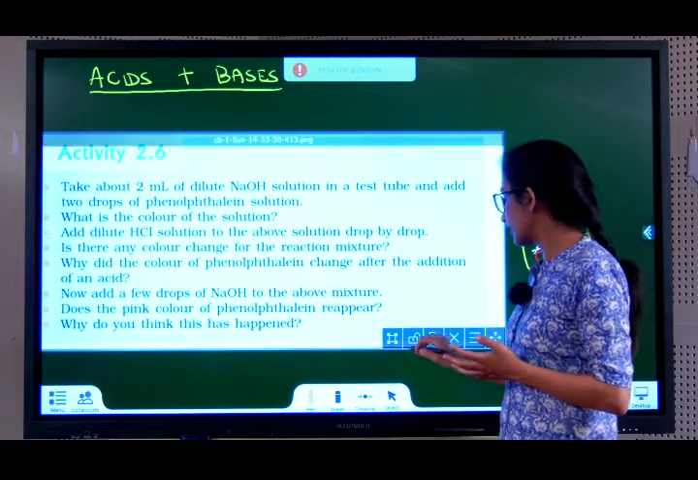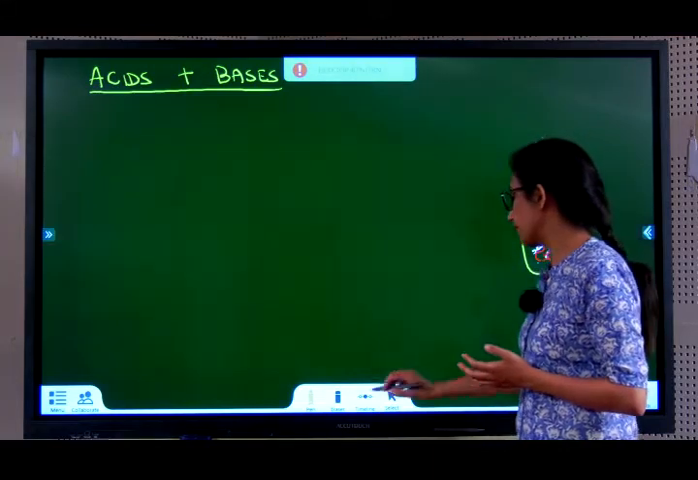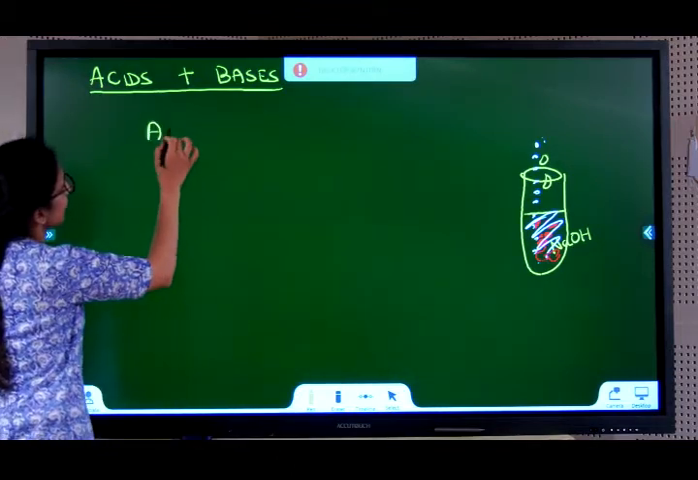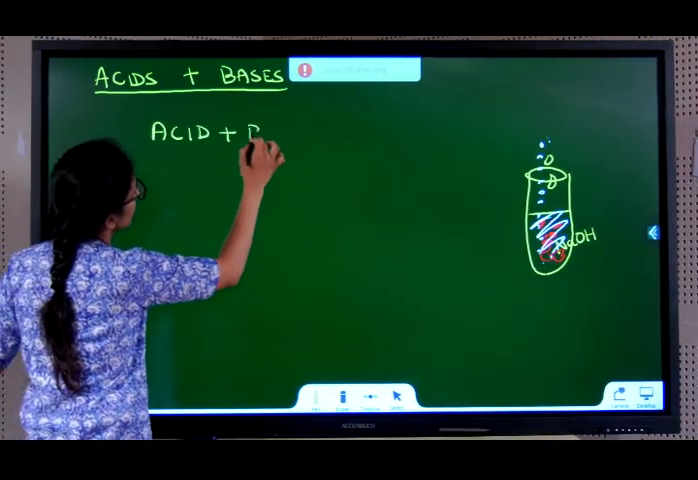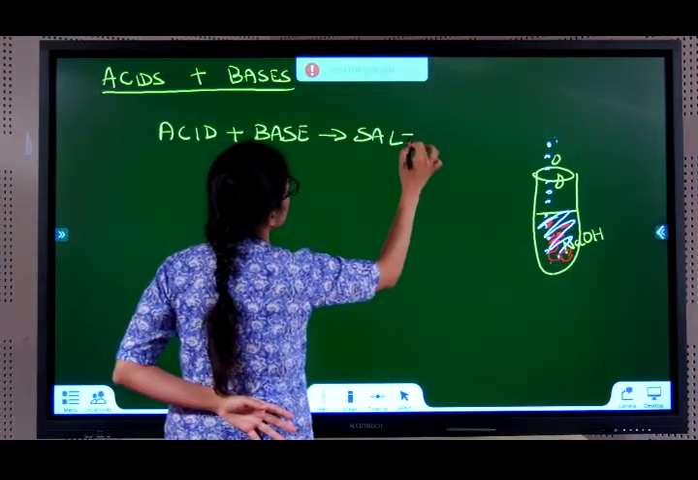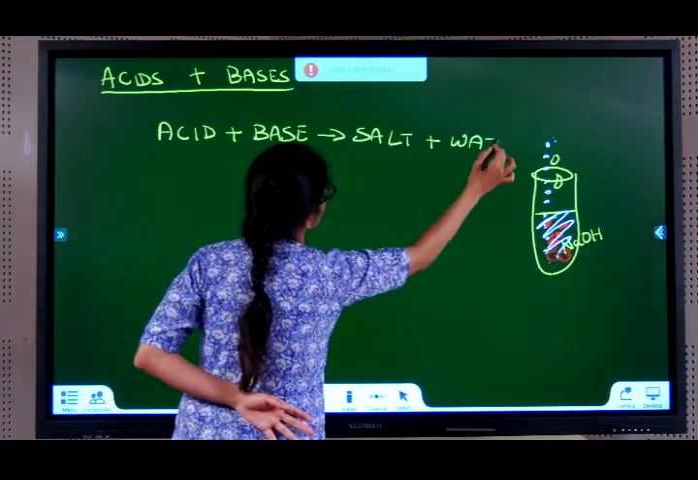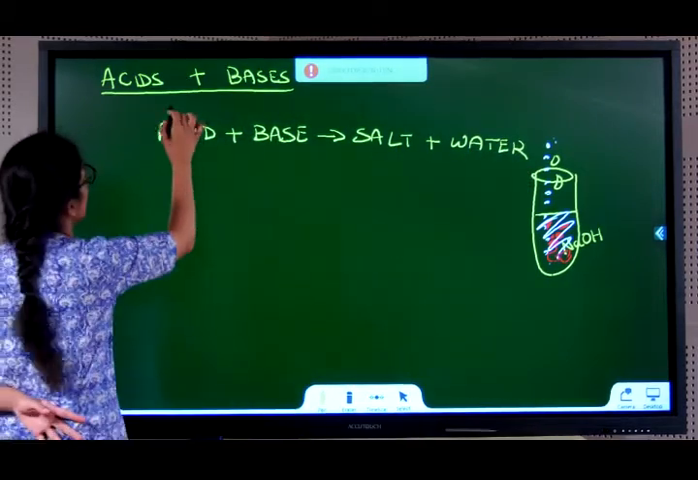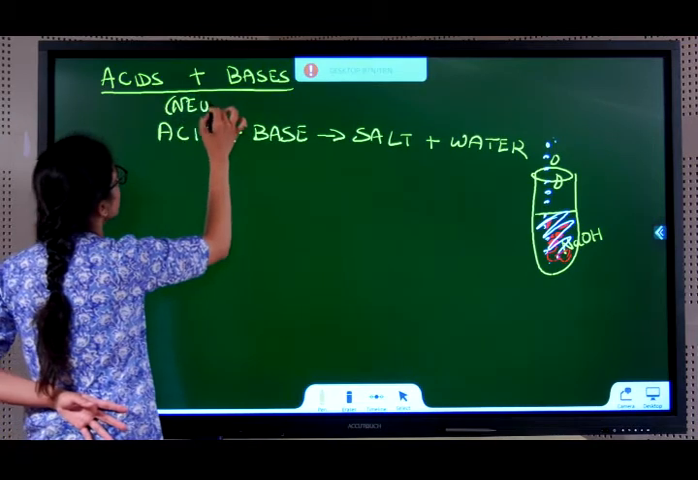So now concluding what we just learnt over here, can I write? If an acid reacts with a base, I get salt plus water. This is also referred to as a neutralization reaction.